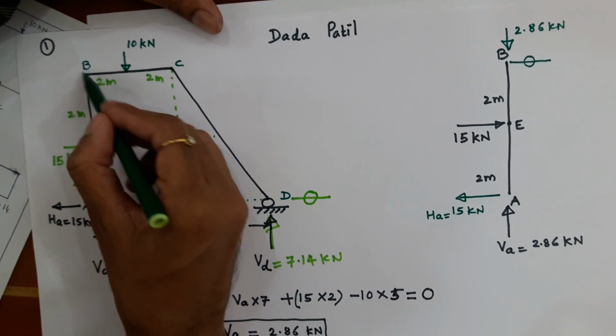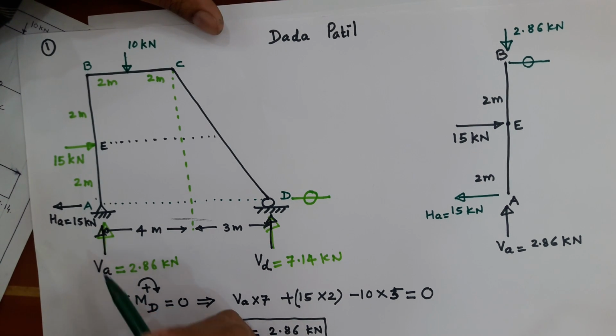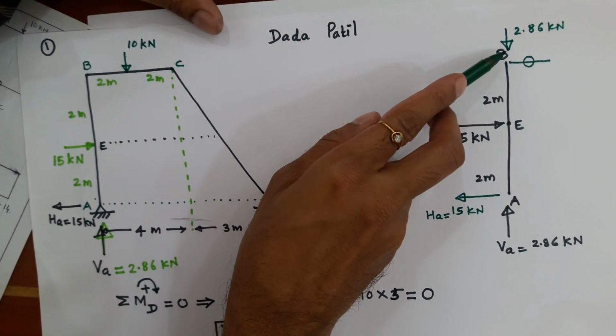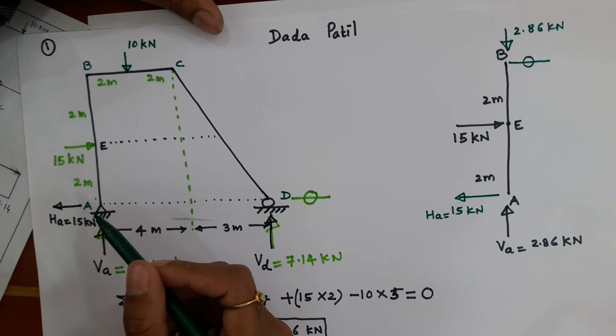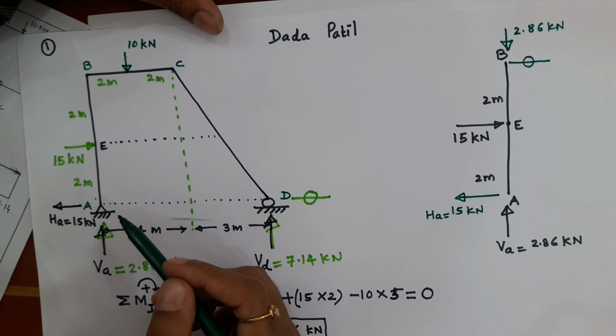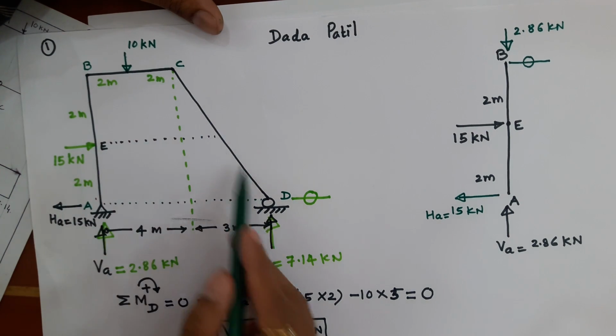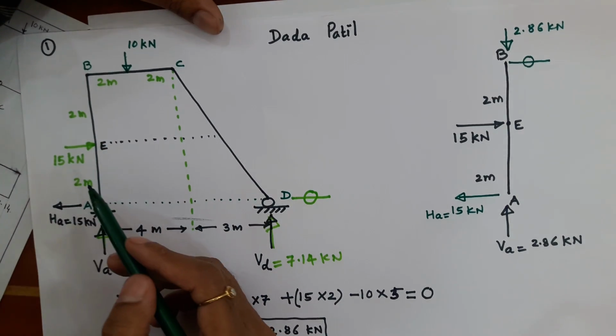So, if I cut the frame imaginarily at this point and throw away part BCD, then this reactive force 2.86 kilonewton, what does it practically mean? 2.86 at B is nothing but the force offered by part BCD at B to part AB.